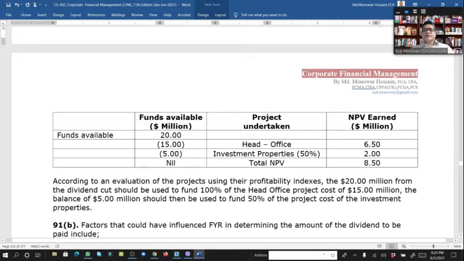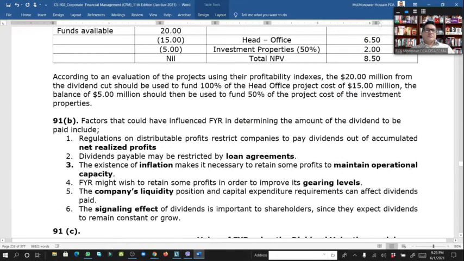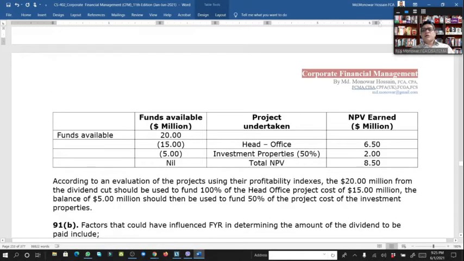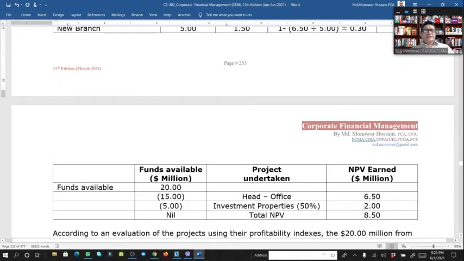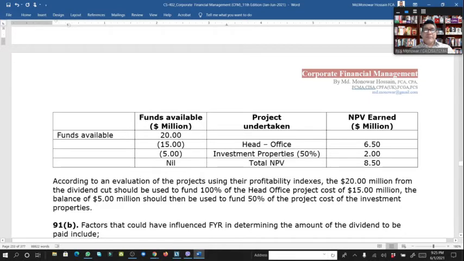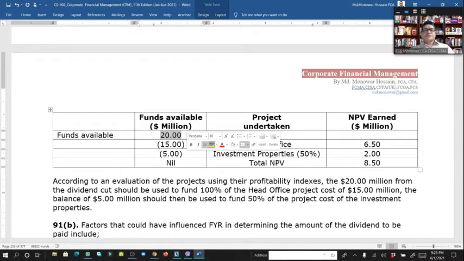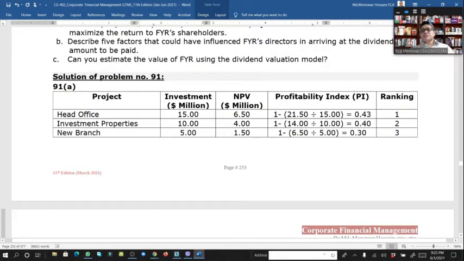So how do we invest here? Two things. One, as a company secretary, FYI determine which project should be undertaken in order to maximize the return of FYI shareholders. So this one would be the maximize. You should accept which one, how you will maximize. So number 1, your fund is 20 million. You just rank which project is number 1, giving your NPV, based on the profitability index.